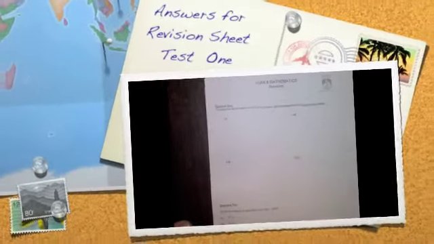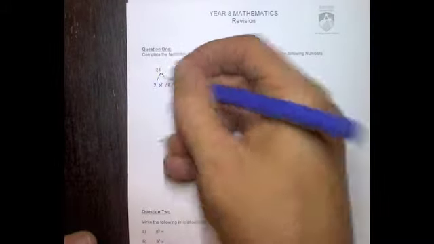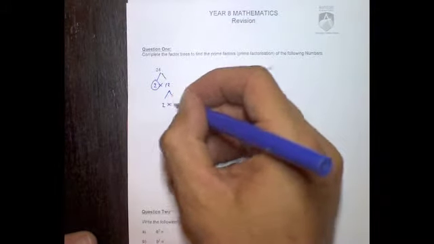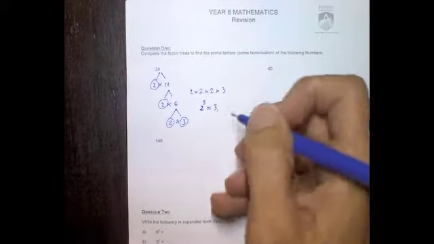Okay, let's look at the answers for the revision sheet here. So, factor trees. We've got 24, that's 2 times 12. 2 is our prime factor. 2 times 6 to give us 12. And 2 times 3. So there are our prime factors. 2 times 2 times 2 times 3. Or we can write that as 2 to the power of 3 times 3.